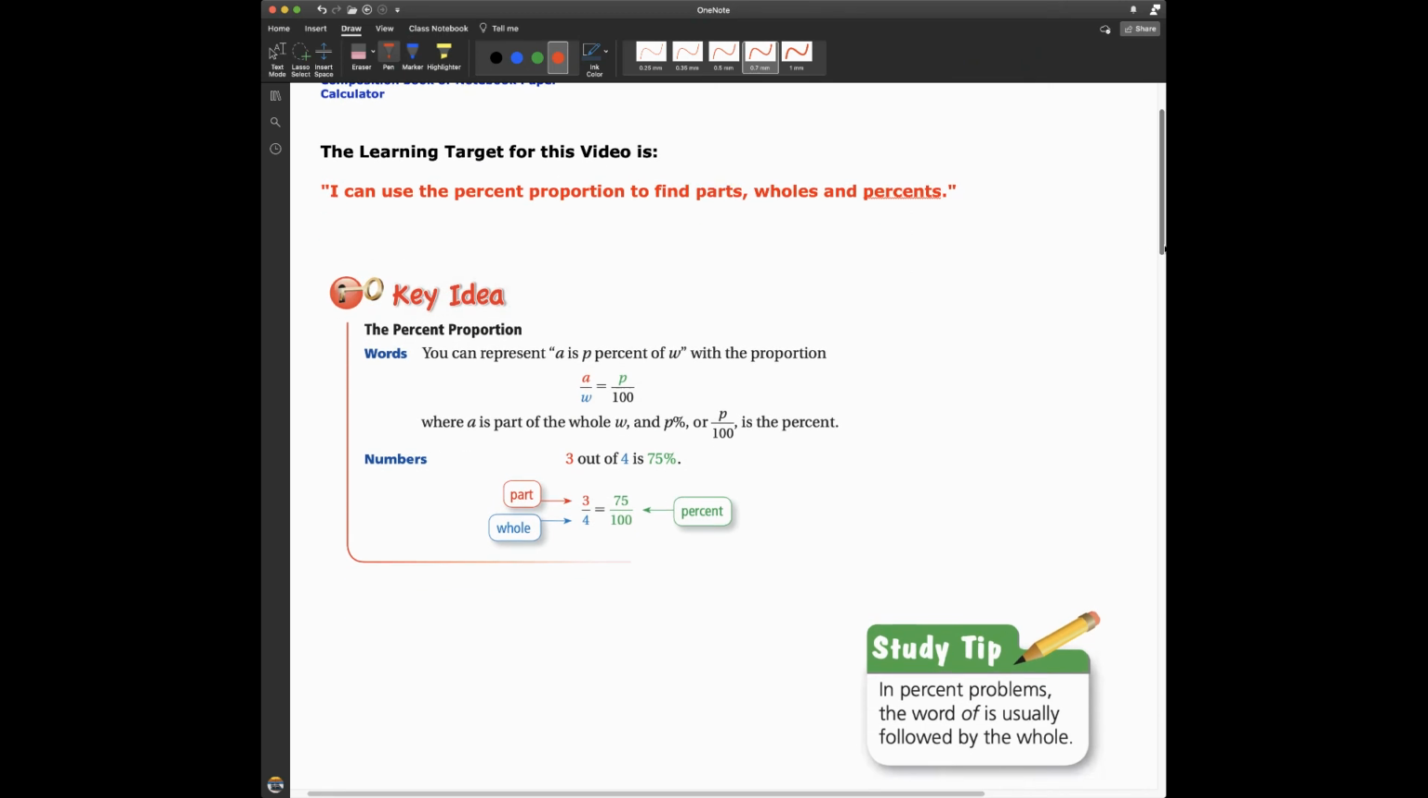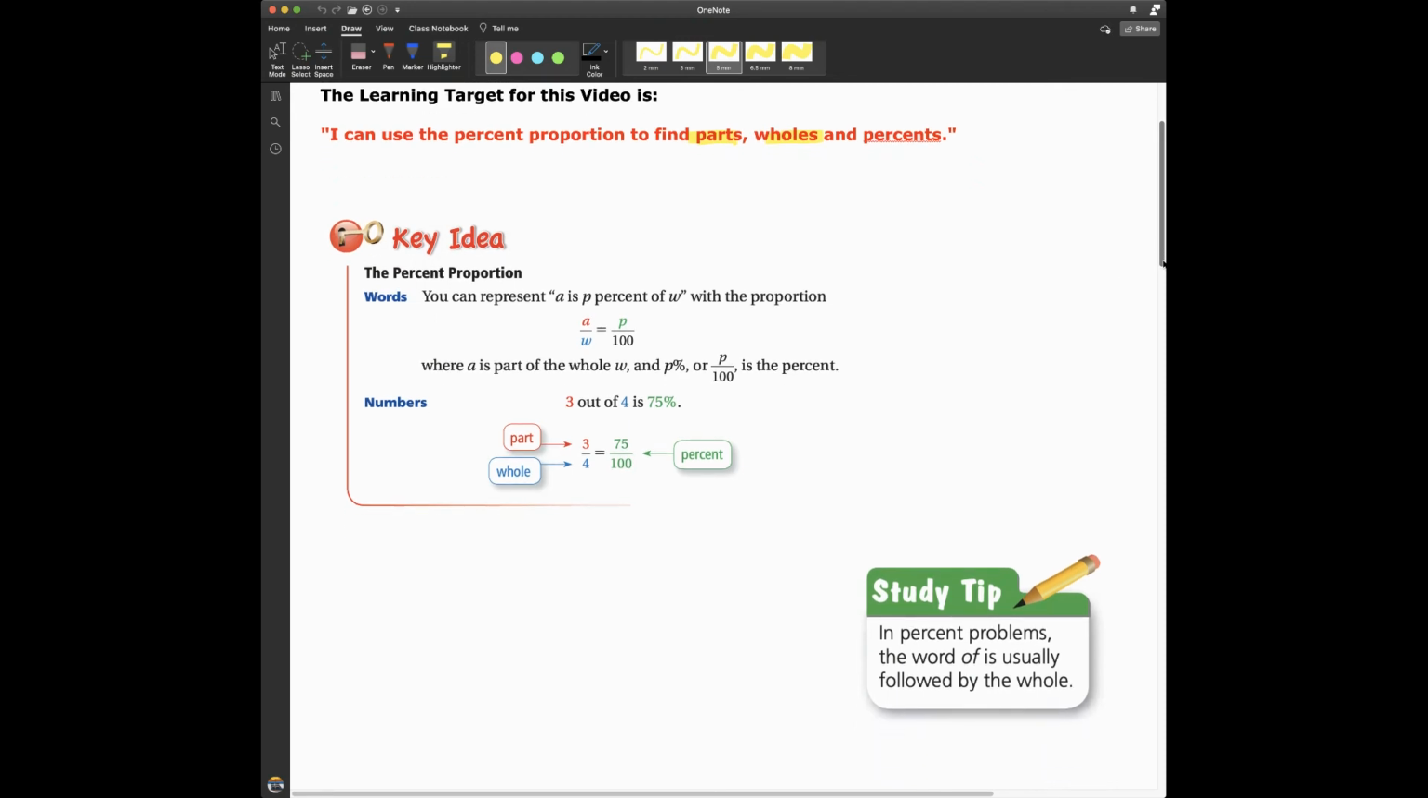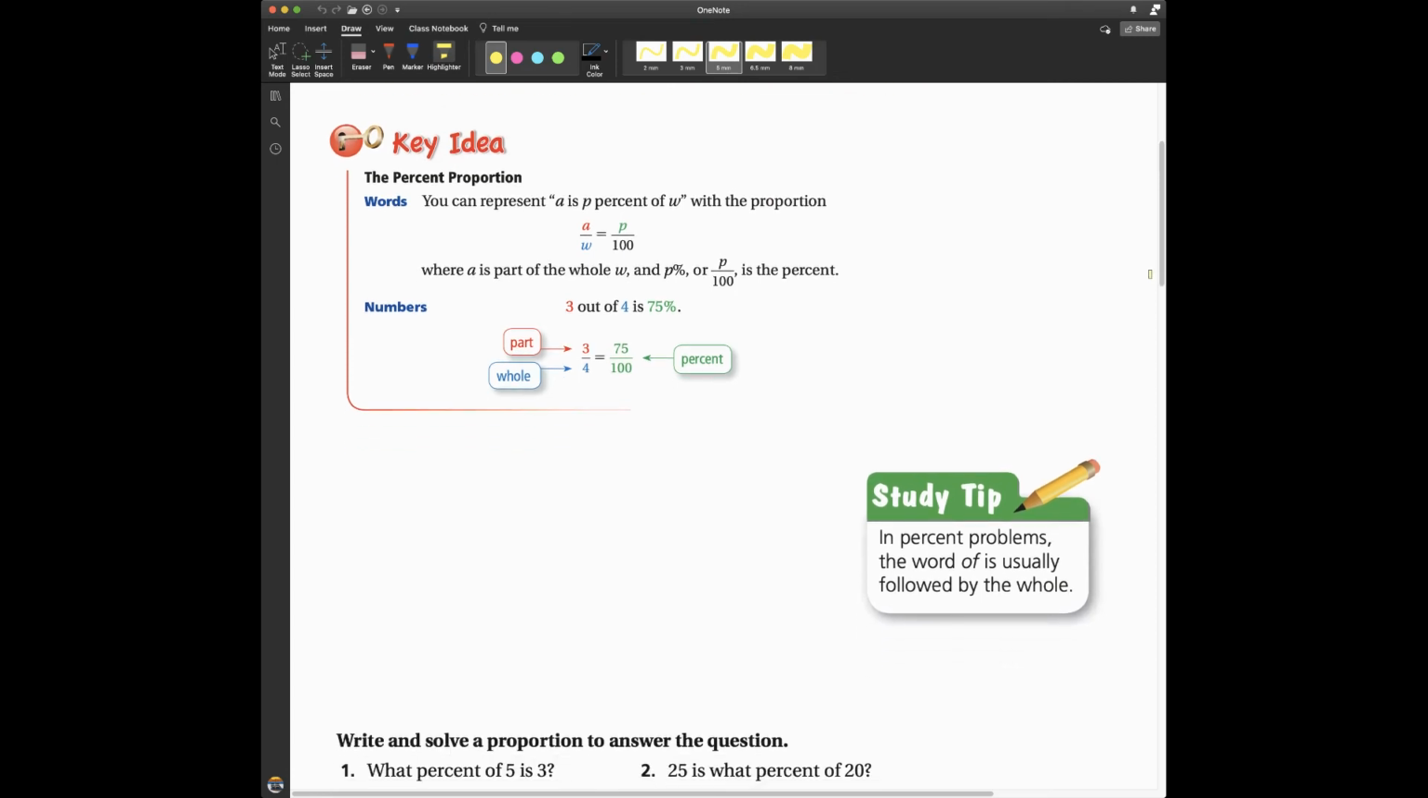The learning target for this video is: I can use the percent proportion to find parts, wholes, and percents. Hopefully these are not foreign words to you, parts and wholes. It's something you talked about last year in sixth grade math. Some of you learned what parts and wholes were when you talked about fractions and ratios in sixth grade and fifth grade.